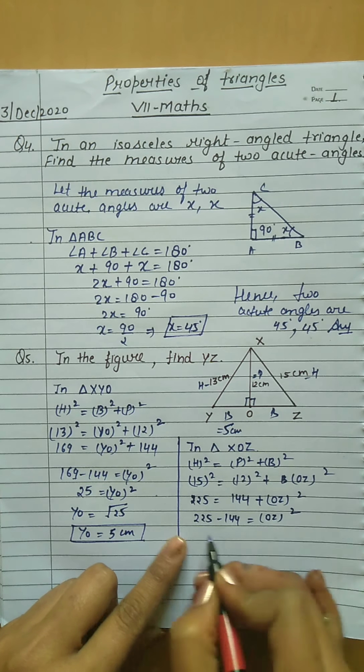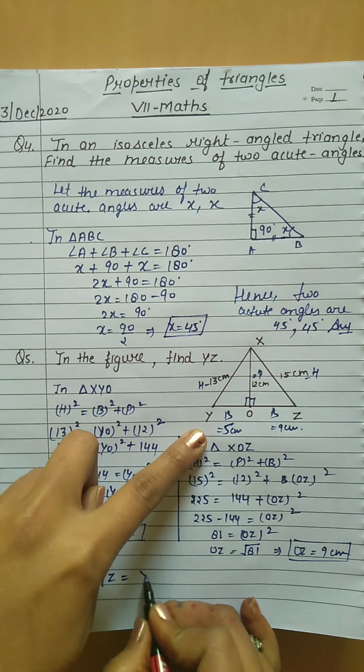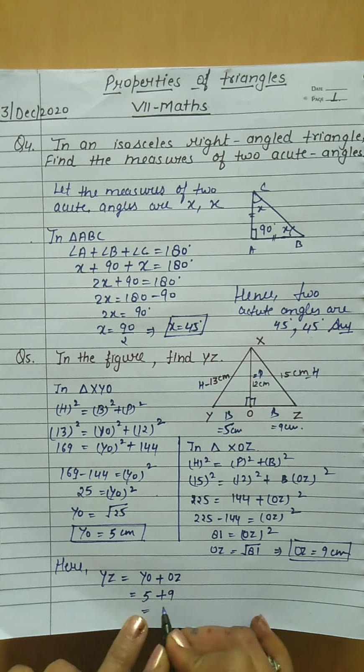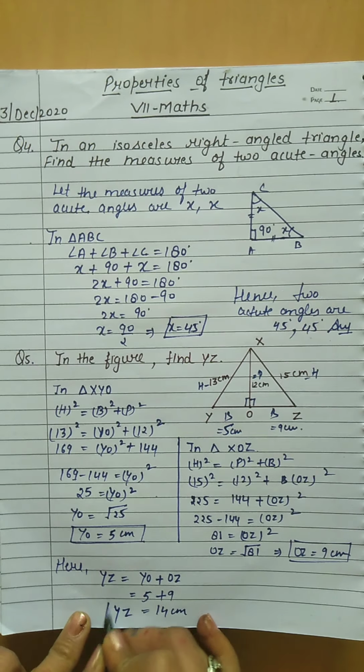Okay, so students, we have to find the value of YZ. So here YZ is equal to, students, YO plus OZ. Okay, so YO is here 5 and OZ is here 9. So that means 9 and 5, 14 centimeter. So students, YZ is here 14 centimeter. Okay students, okay. Now the next question is question number 6.